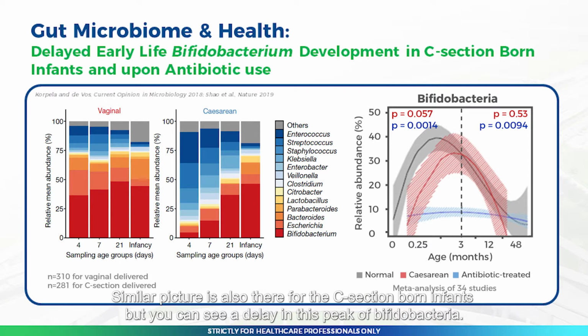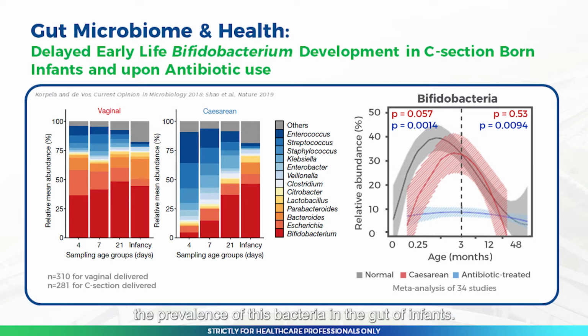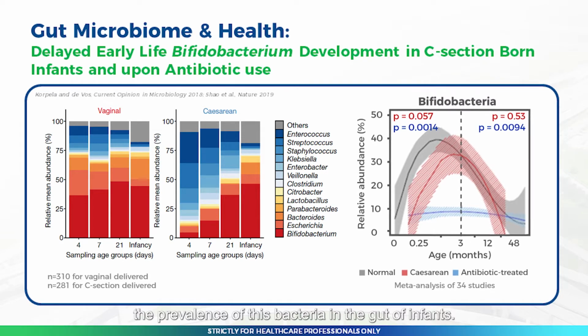A similar picture is also observed for the C-section born infants, but you can see a delay in this peak of bifidobacteria. Finally, in blue, you can see the infants that receive antibiotics, and you clearly see that this impacts the prevalence of this bacteria in the gut of infants.